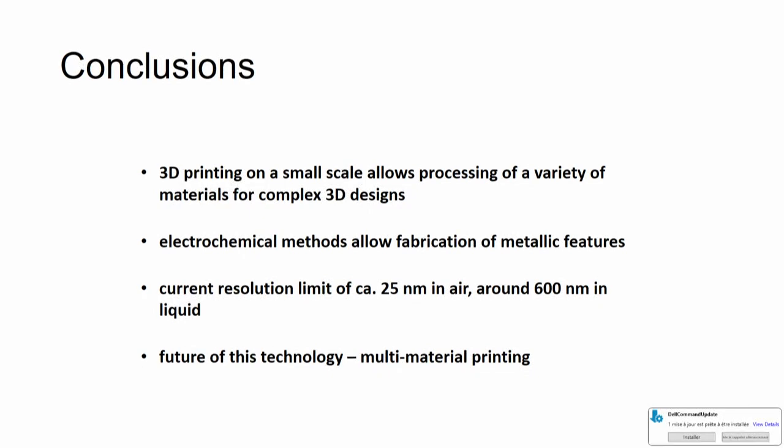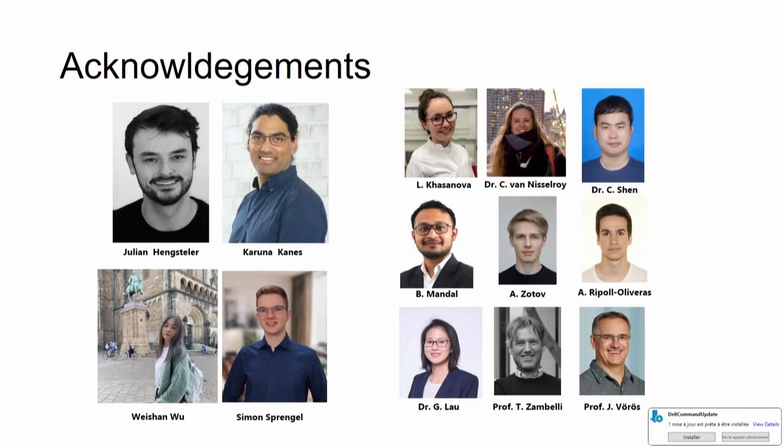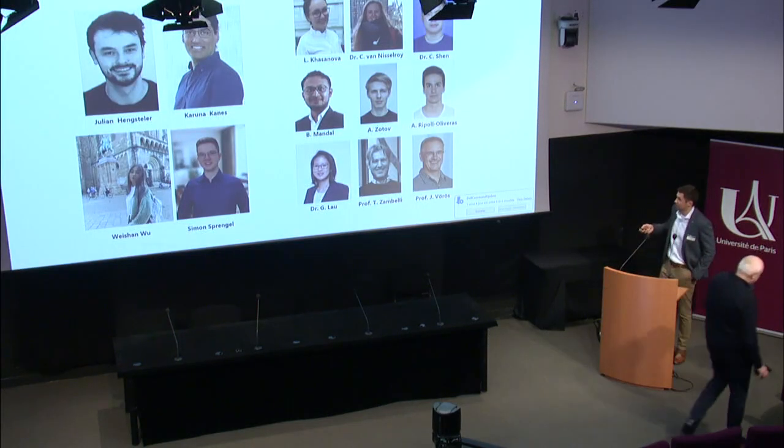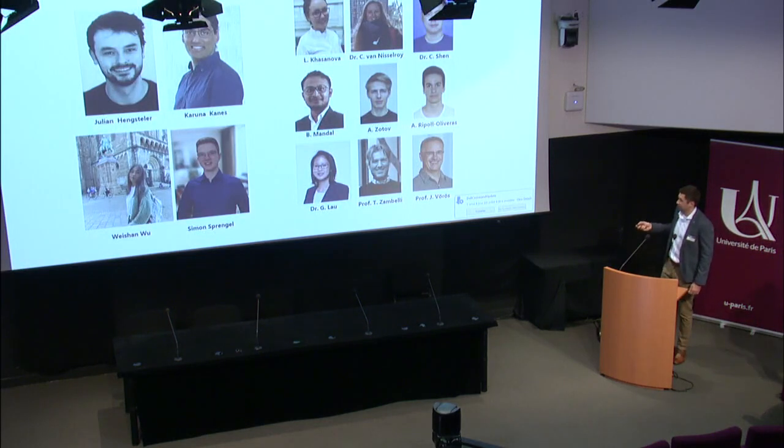And here I come to my conclusions. Hopefully I was able to convince you today that you can use electrochemistry for 3D printing, and you can use it for fabricating metals in particular with small dimensions. The current resolution we have is about 25 nanometers for printing in air, and 600 nanometers for printing in liquid. And this is a little bit of an outlook from my own perspective: the future of this technology is multi-material printing.